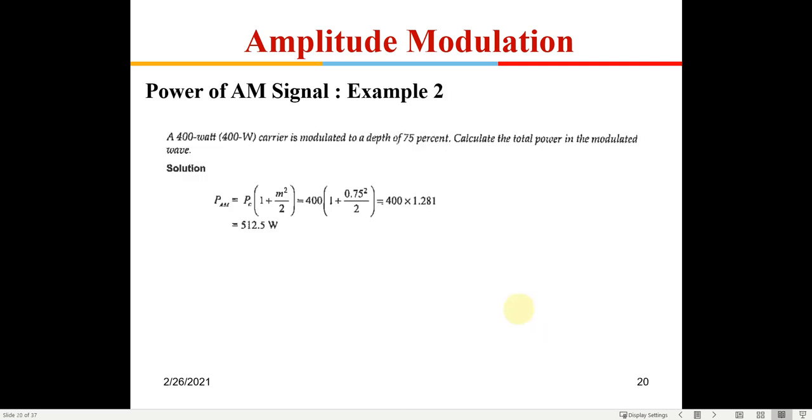Okay, so let's take one more example. A 400 watt carrier is modulated to a depth of 75%. Calculate the total power, right? So the carrier Pc is given as 400, and we know the total power is given by Pc into 1 plus m square by 2. Here m is given as 75%, which is 0.75, since it is percent, so m will come to 0.75. If you compute this, you will get a total power of 512.5 watts.